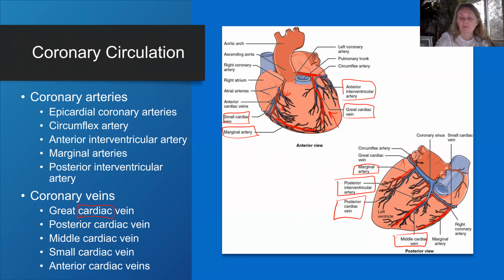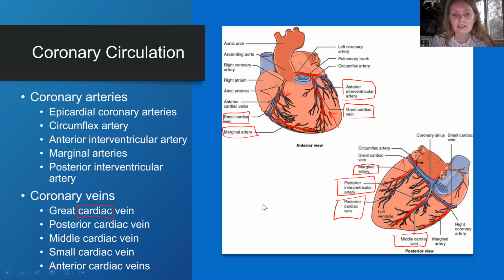So again, anterior interventricular artery, great cardiac vein. Posterior interventricular artery, middle cardiac vein. Then we have the circumflex artery, and it actually runs together with the great cardiac vein still. So that's our circumflex, and this is the great cardiac vein. And then we have the posterior cardiac vein right here. We have a small cardiac vein right there, and we have the anterior cardiac vein.